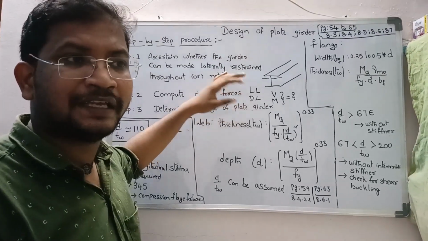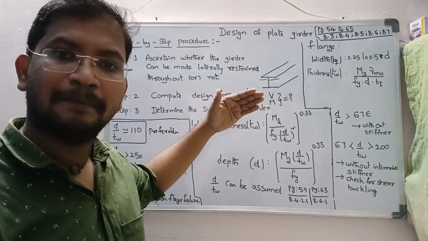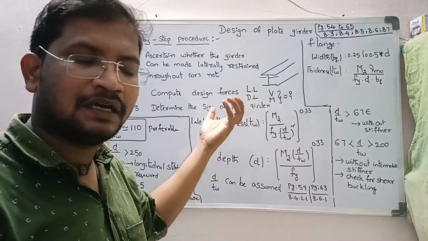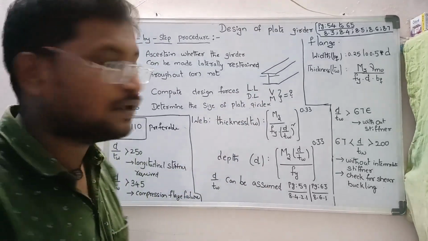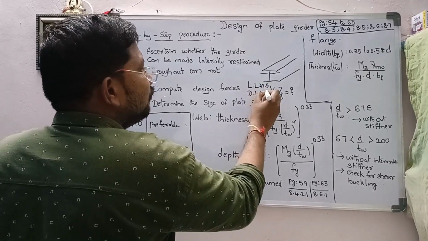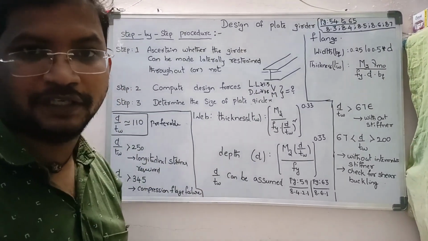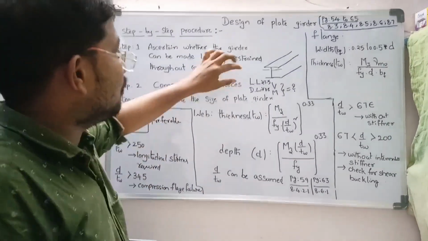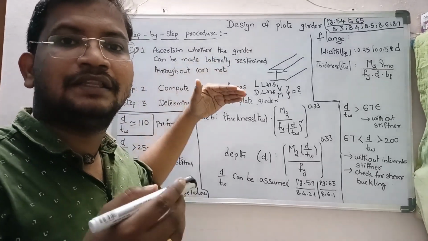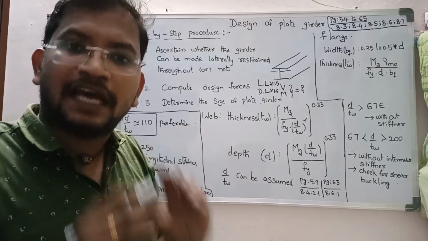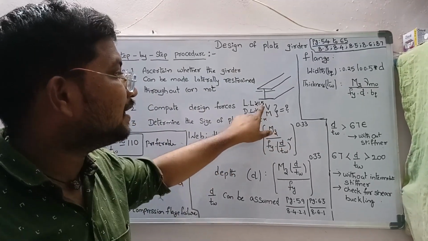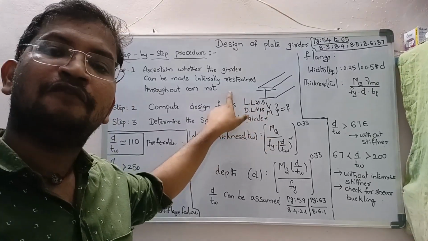In the question, if only the service load is given, then by multiplication with some factor, generally we will use 1.5, we can get the factored load. Okay, students. In step number 1, we need to ascertain whether the beam is laterally restrained or not. In step number 2, we need to determine the critical shear force and bending moment for factored loads.